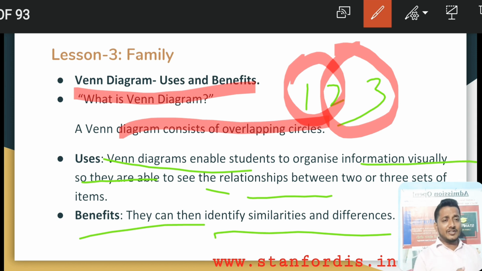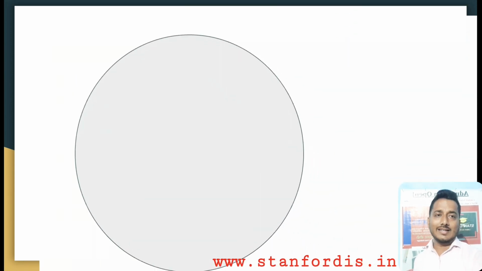It is not very technical, but it is very beneficial for your documentation. Documentation is part of any job. Whatever job you are going to do in future, you are going to do documentation in that. So be clear with that. That's the reason I'm telling you about Venn diagram here. So let's have a look.